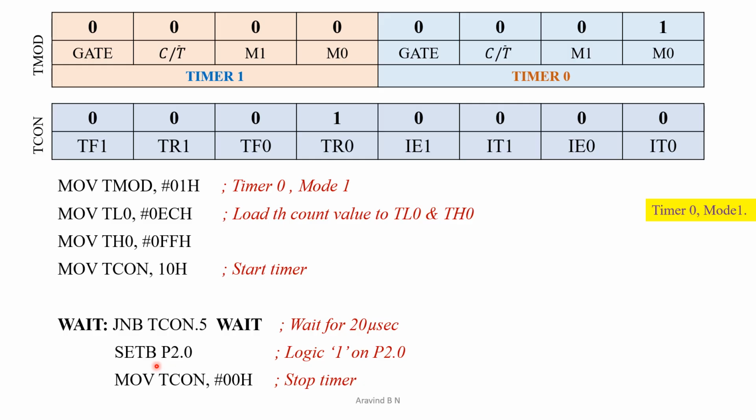Then we have to set the port 2.0. So SETB port 2.0. So it is going to set port 2.0 to logic 1, and then after make the TCON register equal to 00. All bits are 0 in the sense, so this counting operation will be inhibited. Right? So TF0 overflow, that will also be set equal to 0. TR0, that will also be set equal to 0. That means the counting operation has been inhibited. So this is not going to run for infinite loop. So this is going to run only once.